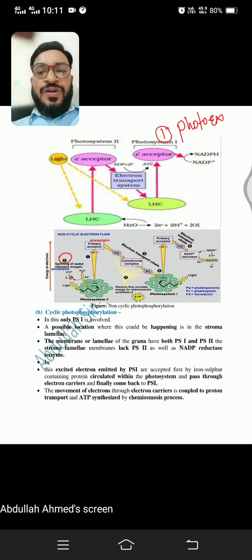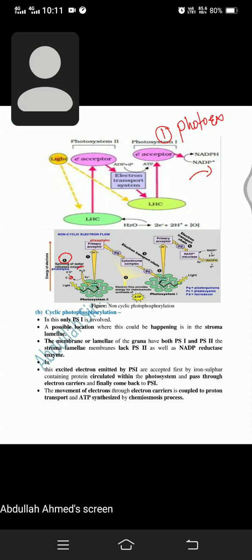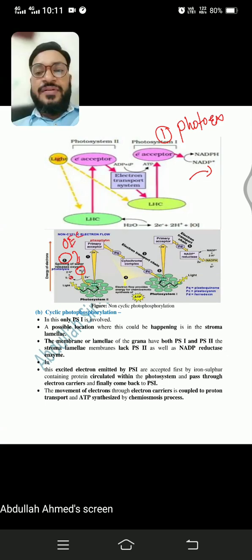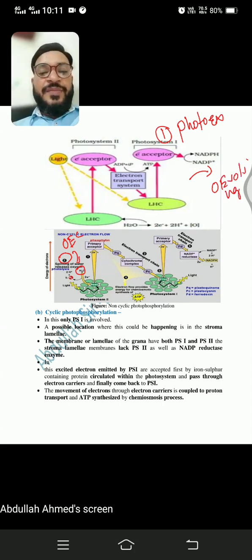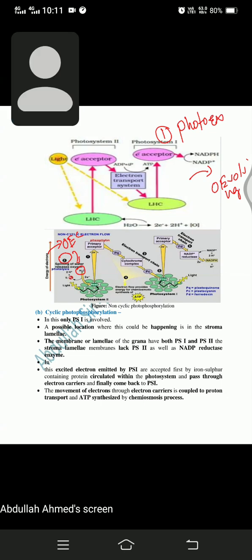Light, very good. Who was stimulating the splitting of water here? The OEC. Full form of OEC: oxygen evolving complex. Tell me, who was stimulating this OEC? Two inorganic elements, chlorine and manganese. Very good.